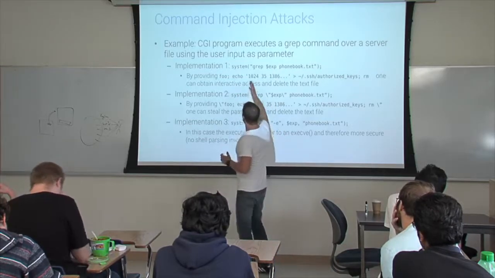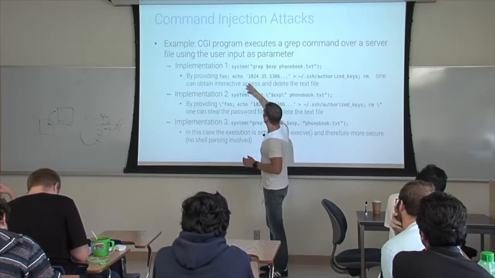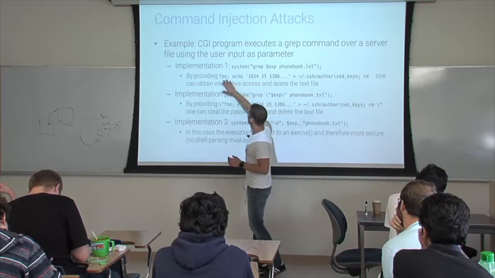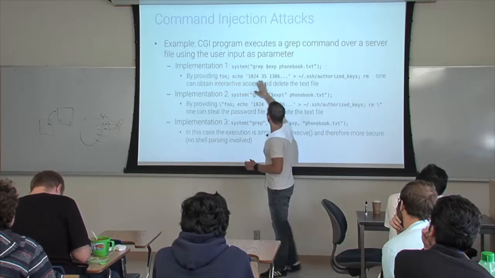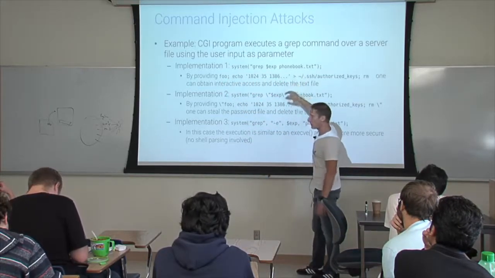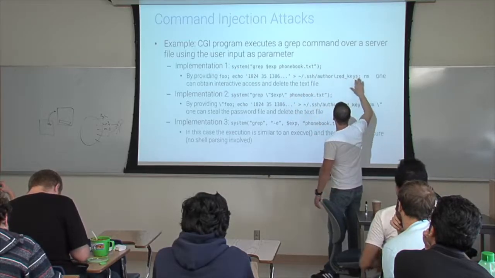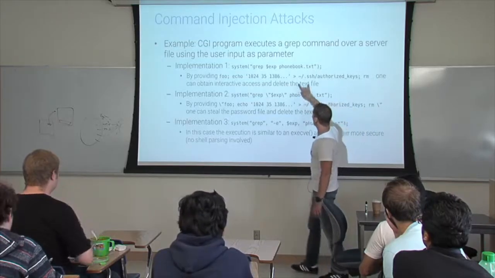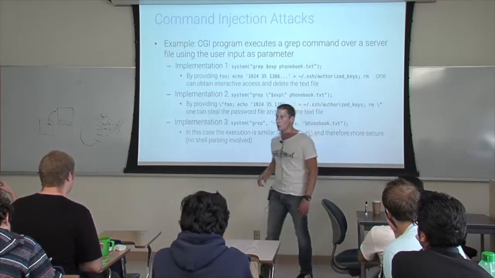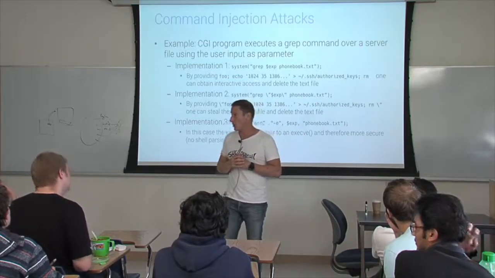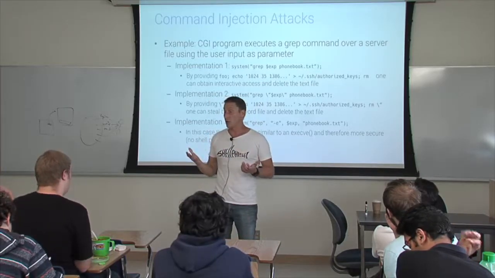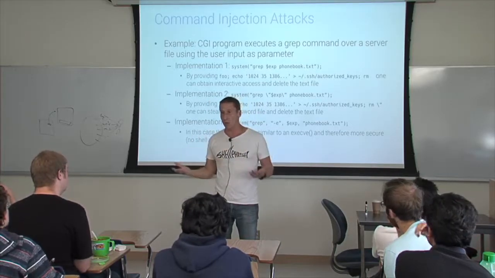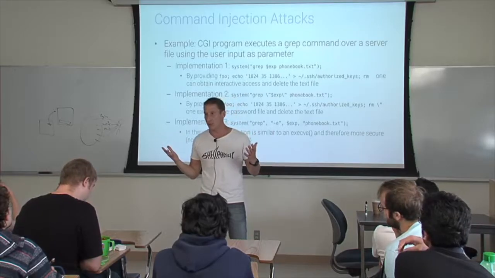So in this case, obviously, I'm going to add foo, semicolon, echo some long SSH key into authorized_keys, and I put a nice rm at the end. So not only will I delete your phone books, but I will also add a secure shell key to your secure shell key storage, and I will be able to log in as you.